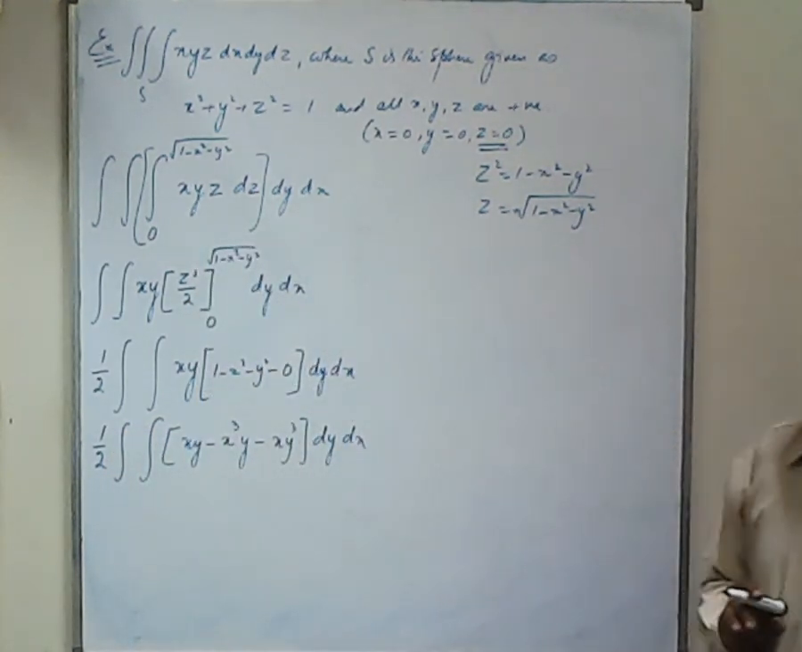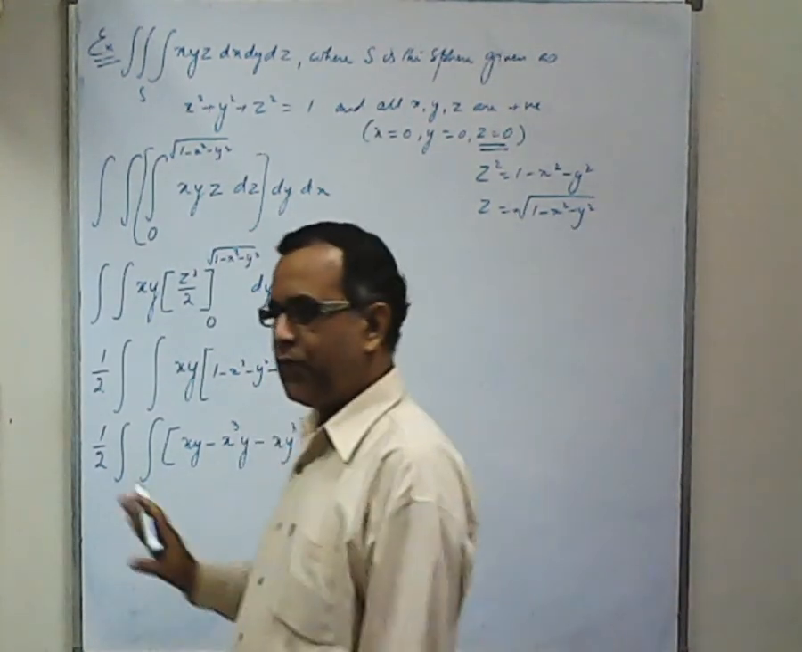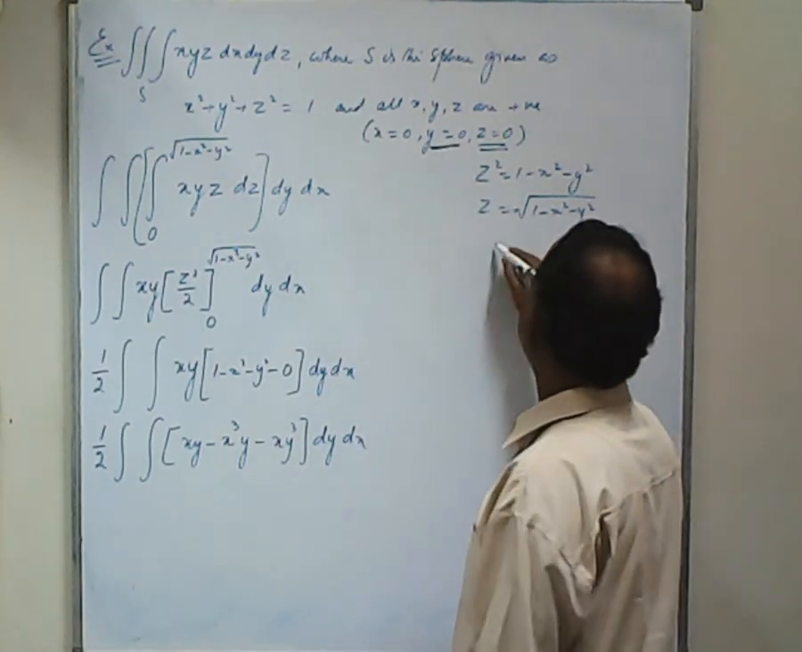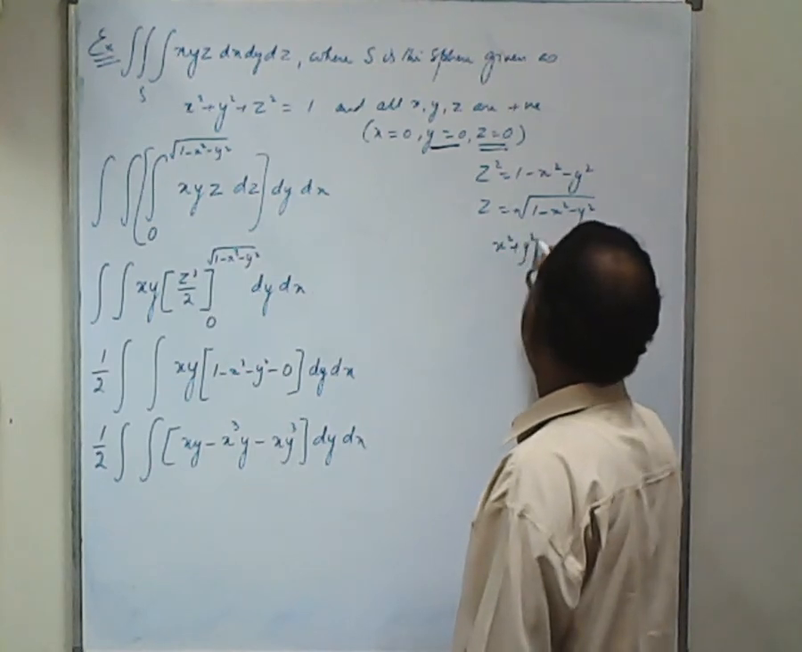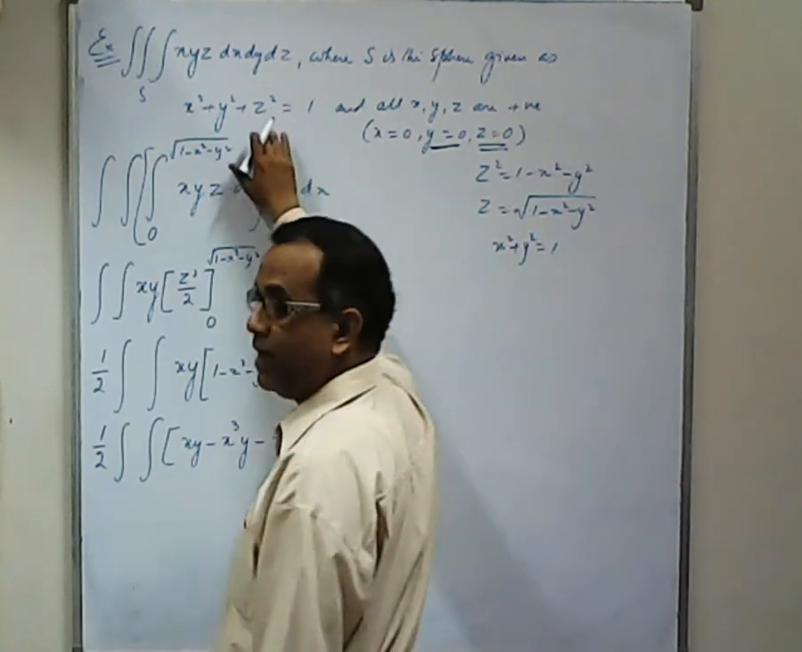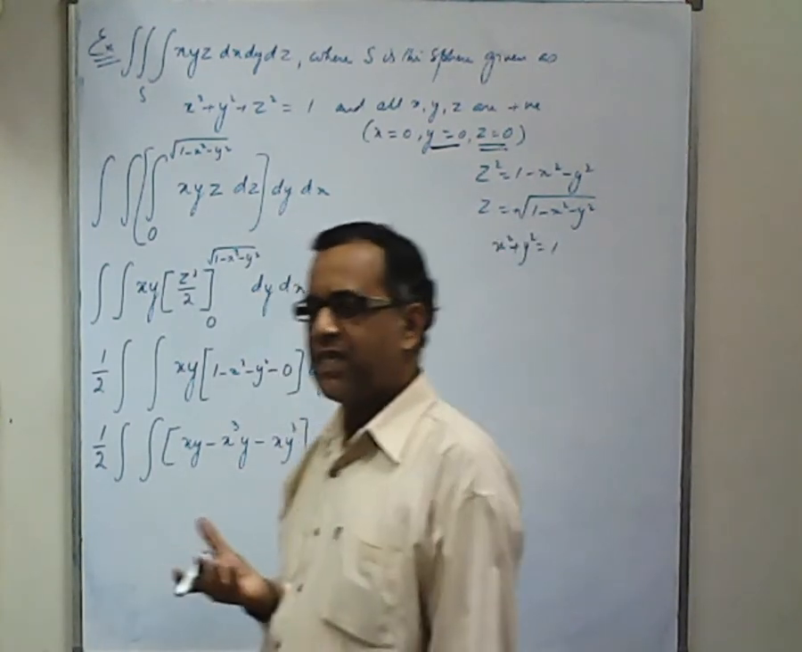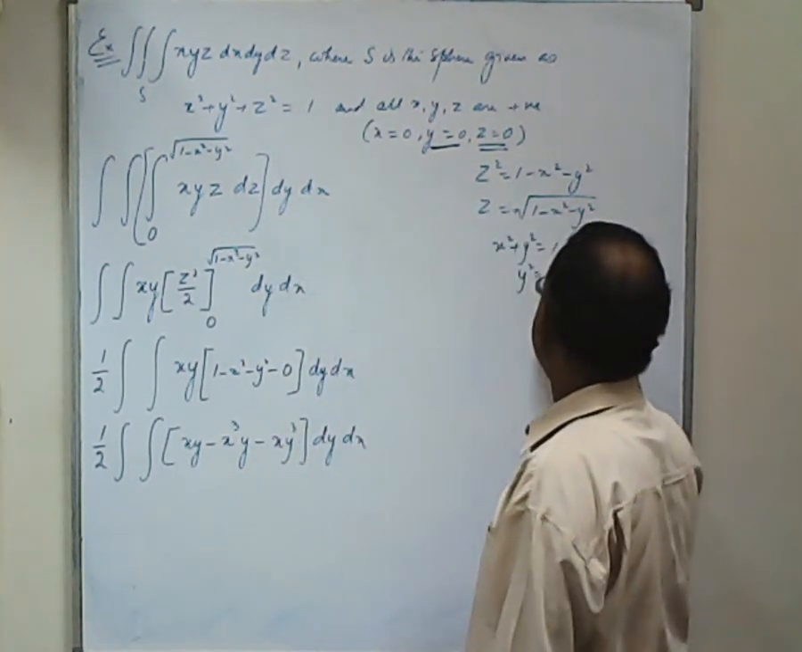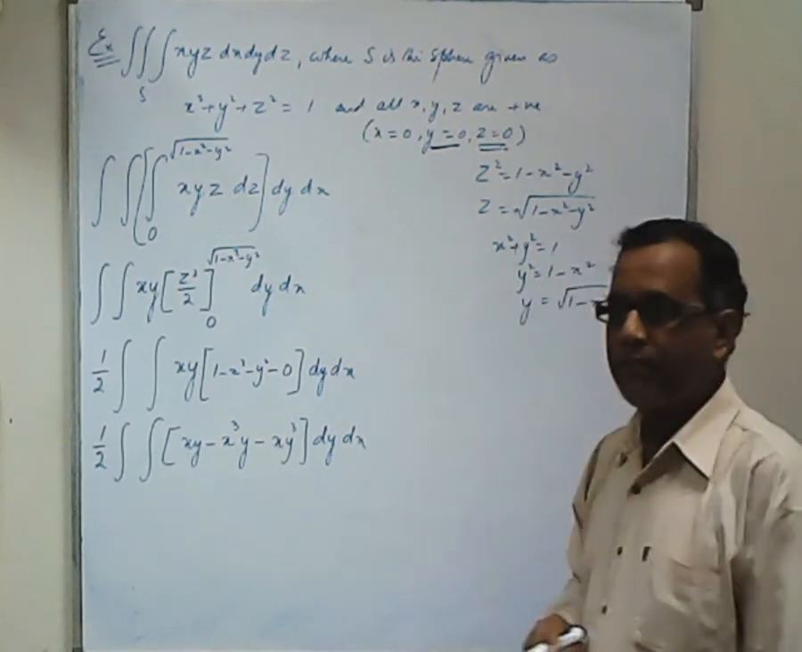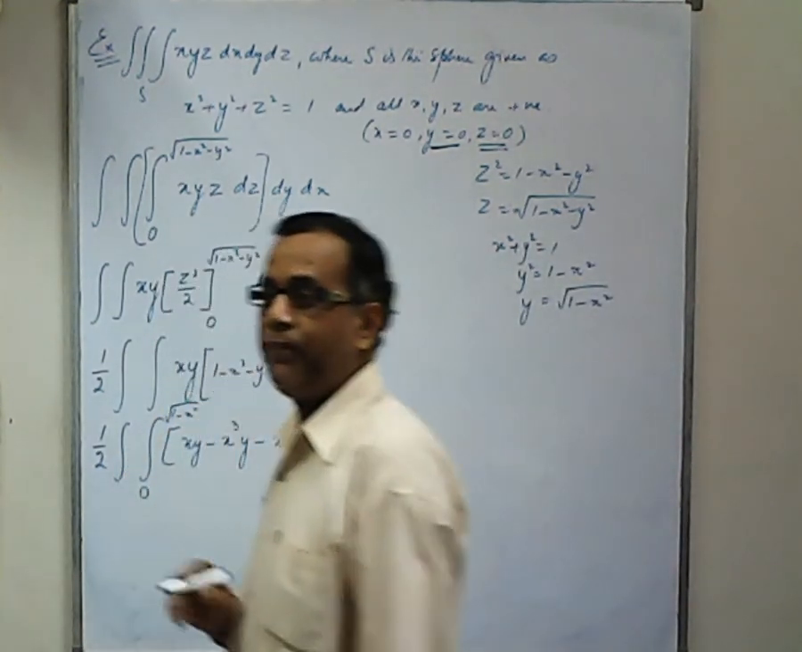Now it is time to analyze what the limits of y will be. Since we have finished with z, the lower limit of y is 0, and since z is no longer there, we have x square plus y square equal to 1, just a circle. Z is now eliminated because we have consumed the z. So y square is equal to 1 minus x square, so y is equal to under root 1 minus x square. So the limits are 0 and under root 1 minus x square.